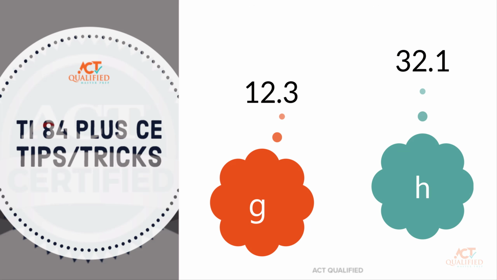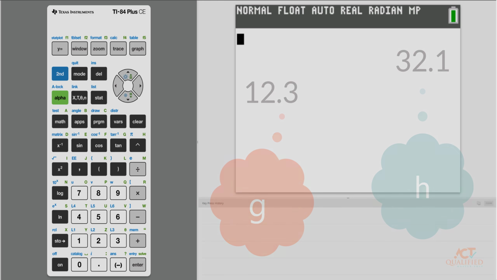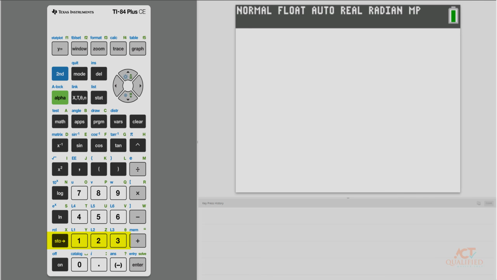We have two variables, g and h. We will begin by storing a random non-integer value into both variables. Why a non-integer decimal value? Well, integers can obscure the results for equivalency calculations, so we are always safe using a decimal. To make it easy, let's follow the row path of the store key.